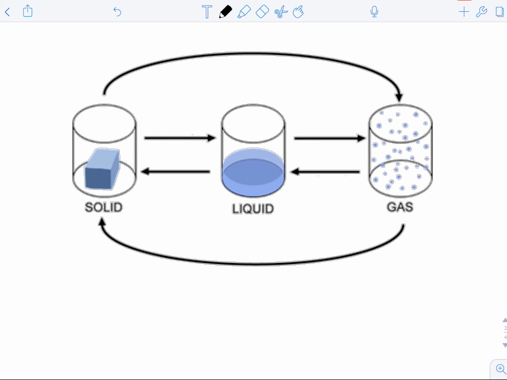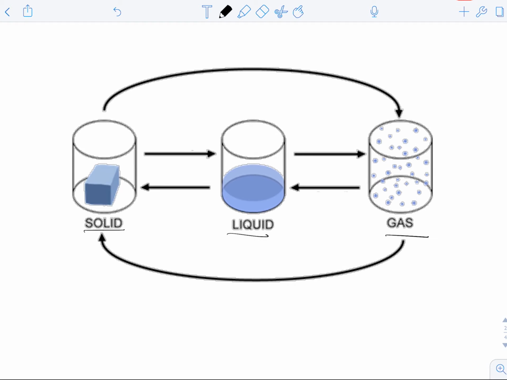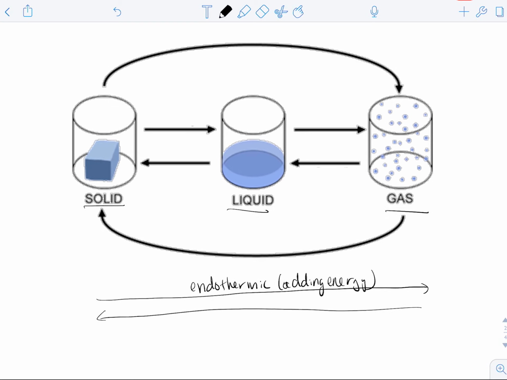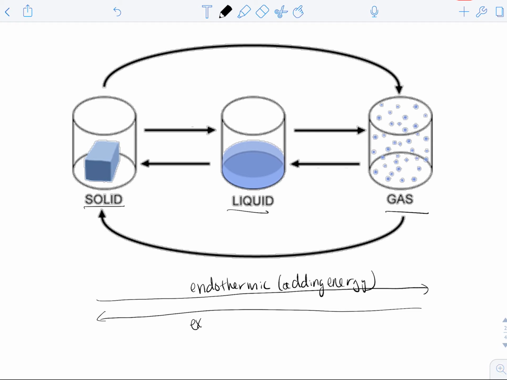Wow, that didn't come out very well, but we have a solid, a liquid, and a gas. Okay, so when we're going in this direction, we are going to add in energy. So this is going to be endothermic, so adding energy. And then going in this direction, we're going to remove energy. So it's going to be exothermic.